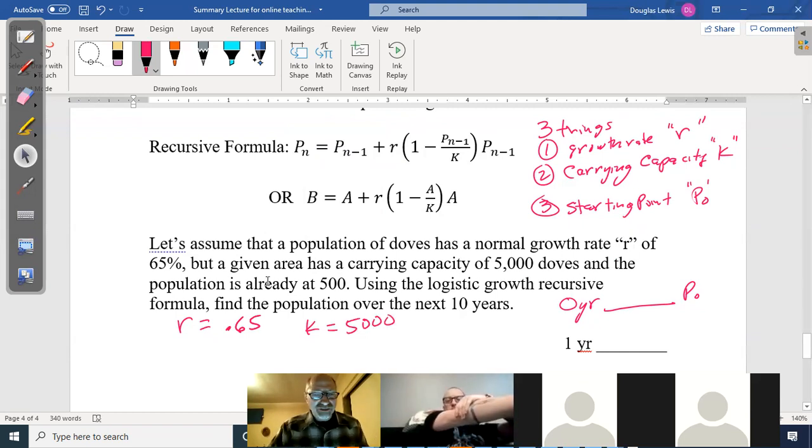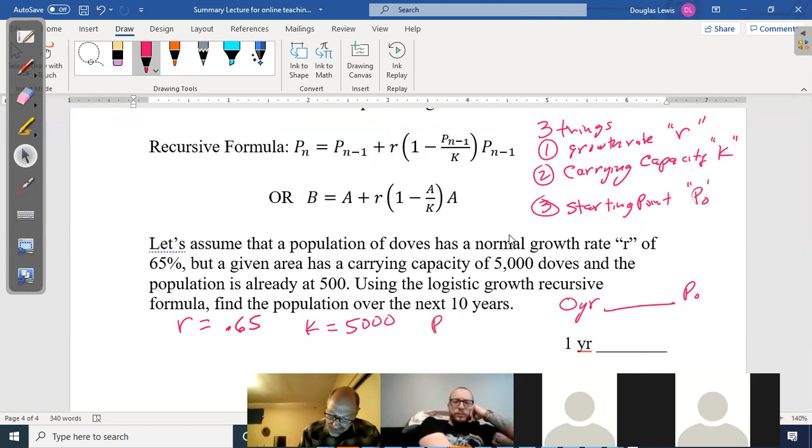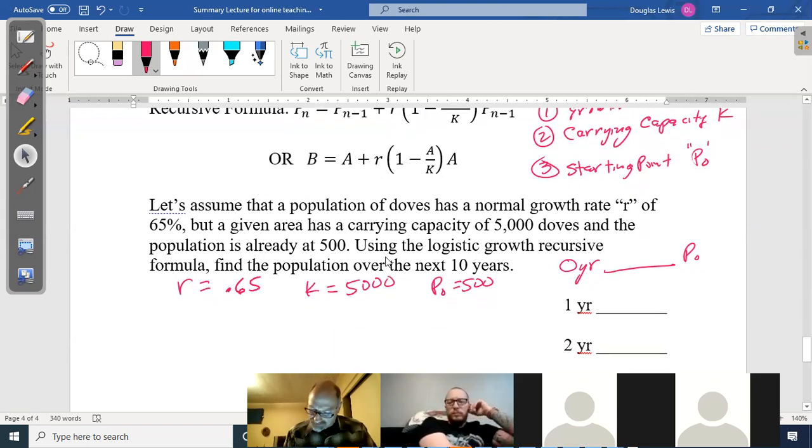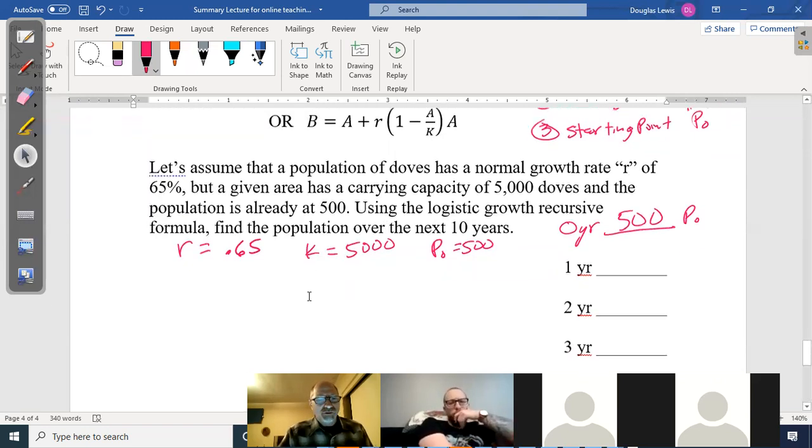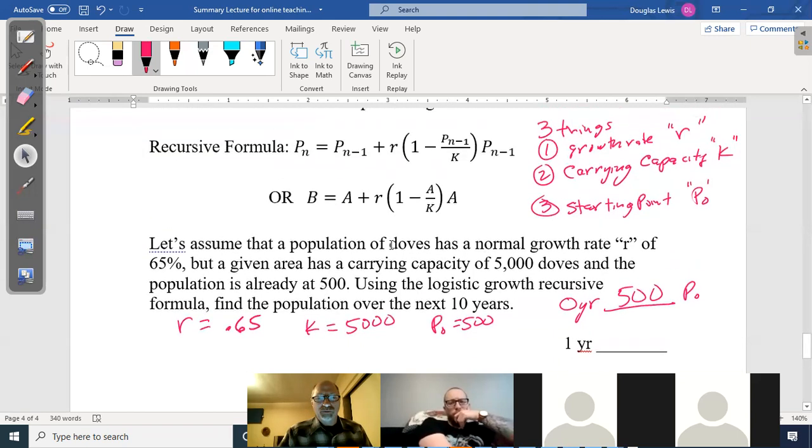And the population already is at 500. So P sub 0 is 500. We'll say that's our starting point. Okay? So that's 500 right there, year 0. Okay? So how do we use this formula?